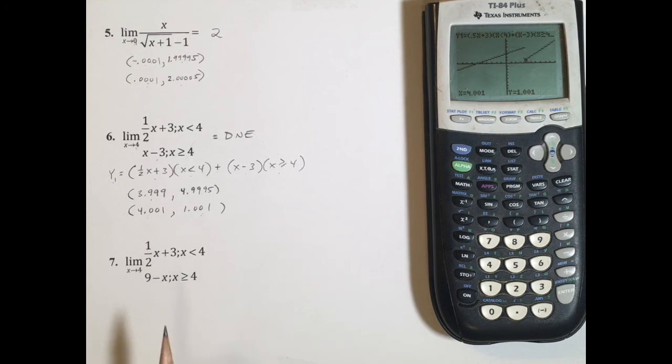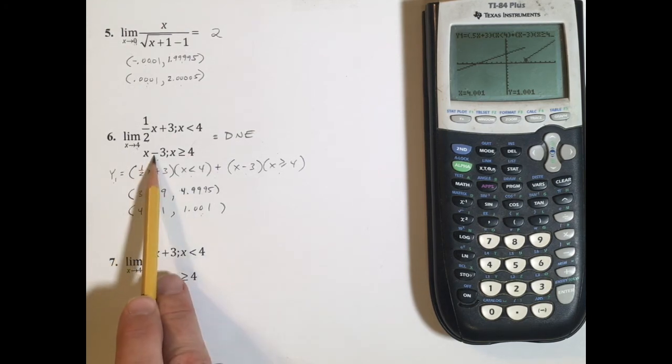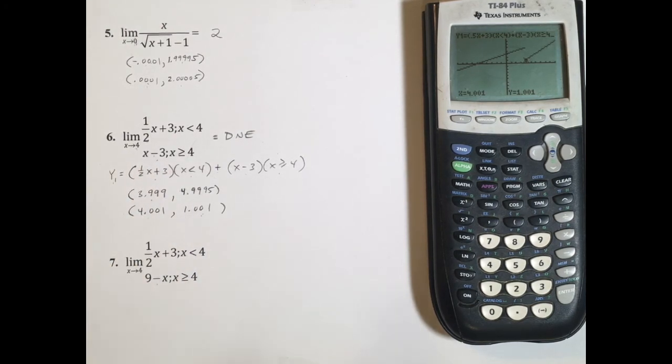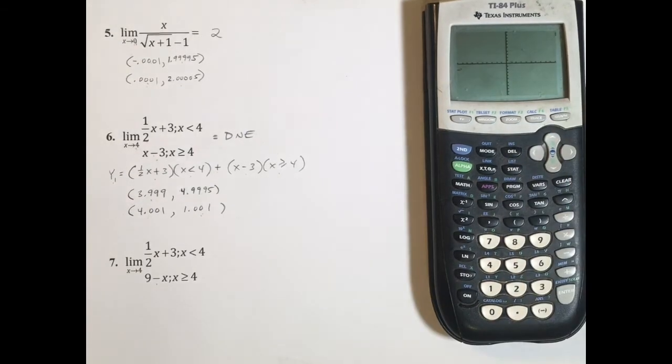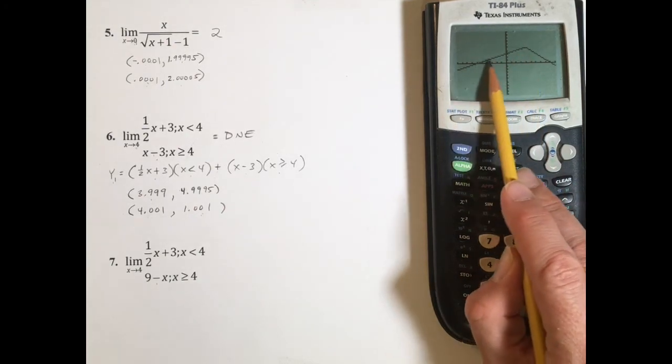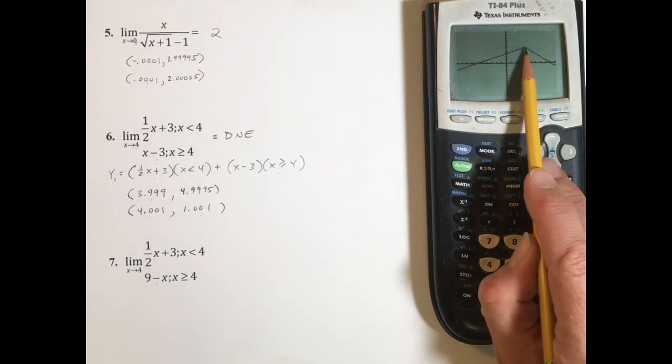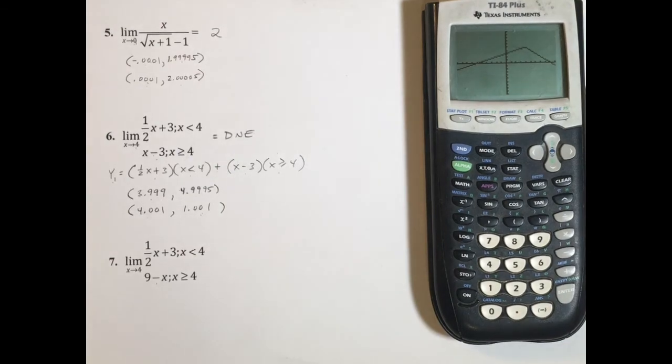Let me just change one thing about this function. Let me change the x minus 3 to a 9 minus x. I'll go to my y equals, and I'll change this x minus 3 to 9 minus x. Now as we approach 4, both sides appear to be headed towards the same point. We need to determine what this point is.